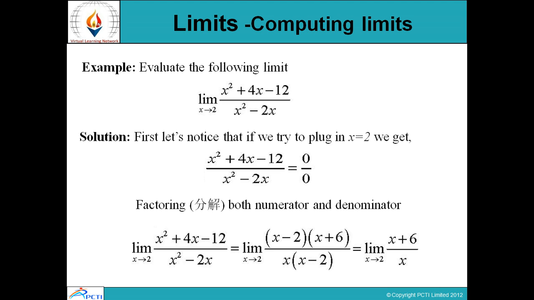Evaluate the following limits. Example: limit x tends to 2 of (x² + 4x − 12)/(x² − 2x). Putting the value of x in place gives 0 over 0. Factorizing the function, we get (x − 2)(x + 6) upon x(x − 2). So x − 2 cancels by x − 2.